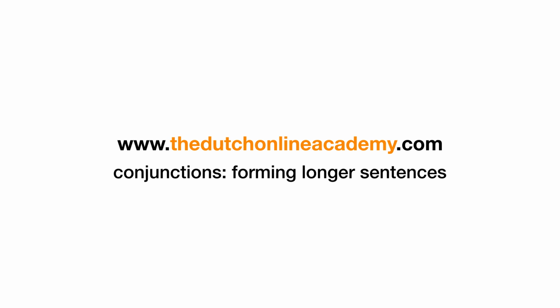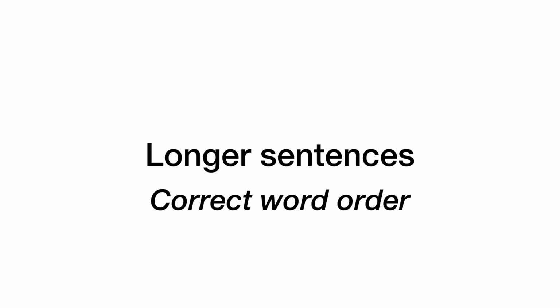In this lesson, we are going to look at some conjunctions. We can use conjunctions to connect two sentences. This way, we can form longer sentences. There are many ways to form longer sentences, but we have to be aware of the correct word order. You might have noticed that the word order in Dutch is sometimes different than in English. In today's lesson, we are going to show you a way to use conjunctions correctly.